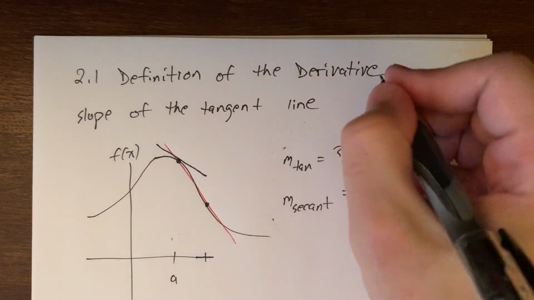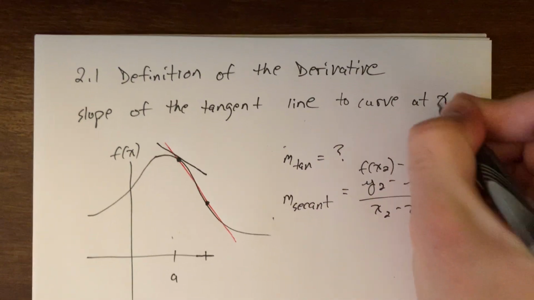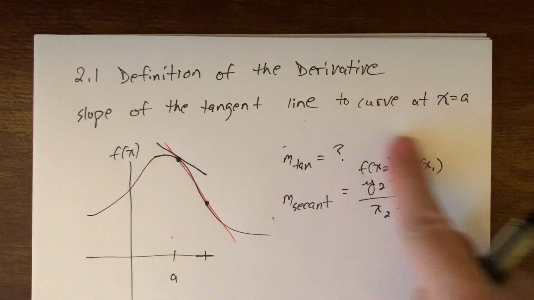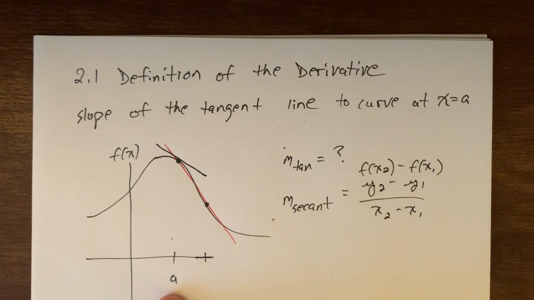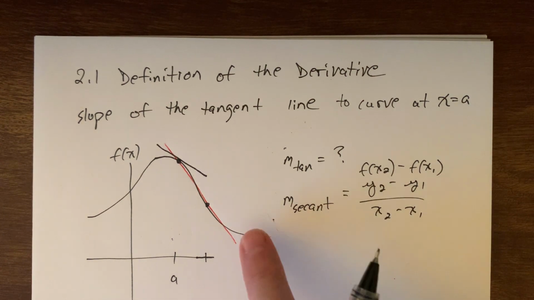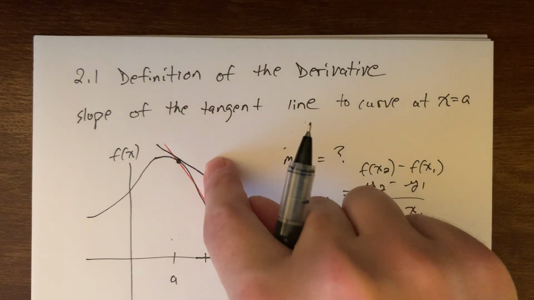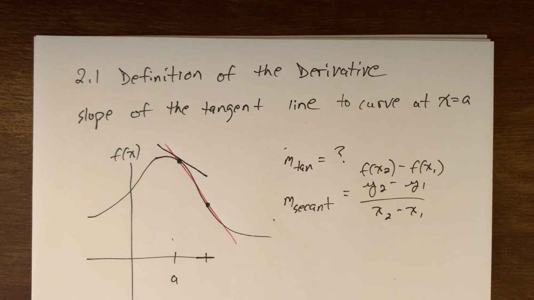The slope of the tangent line to the curve at the coordinate x equals a. We're going to build on that. So I've got my a established. And since we already know from 1.4, the way to get this secant line to be a better representation of this tangent line is to pick that second point closer.